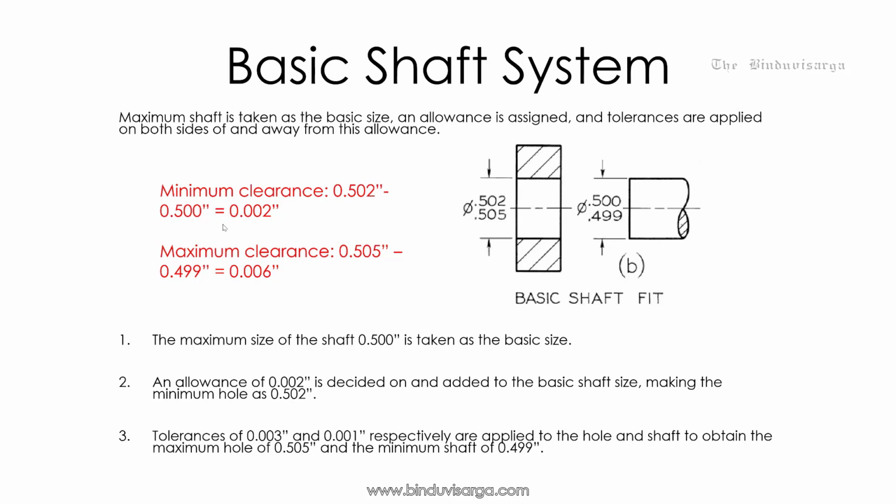So the maximum size of the shaft, that is 0.500, is taken as the basic size. An allowance of 0.002 is decided on and added to the basic shaft size, making the minimum hole 0.502. Tolerances of 0.003 and 0.001 respectively are applied to the hole and shaft to obtain the maximum hole of 0.505 and the minimum shaft of 0.499.